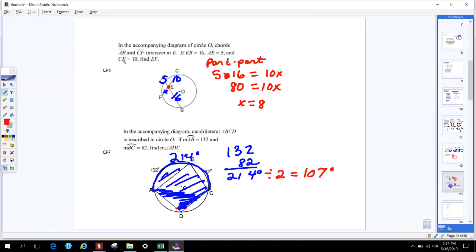Because the whole arc, this major arc right here, that went from here to here, this was 214. And we do arc to angle. So 214 divided by 2 gives you the angle. That's how we divide it by 2.